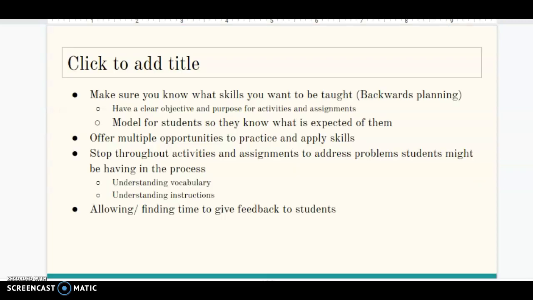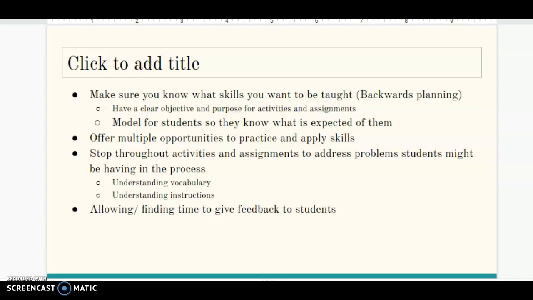So make sure you know what skills you want to be taught, which is a form of backwards planning. And when doing so, have a clear objective and purpose for assignments or activities. Model for students so they know what is expected of them. Offer multiple opportunities to practice and apply skills. And make sure to stop throughout activities and assignments to address problems students might be having in the process. So that could be understanding vocabulary or understanding instruction overall.